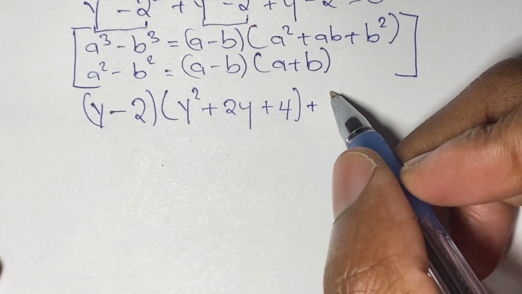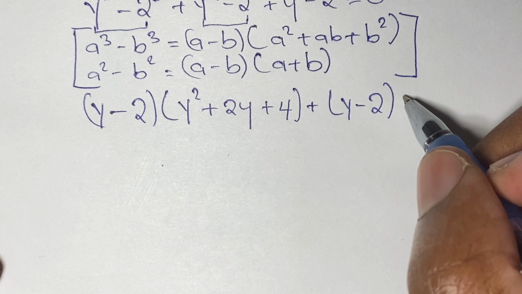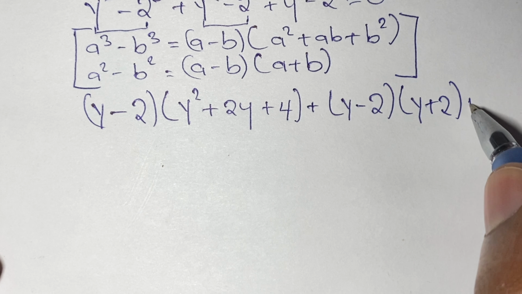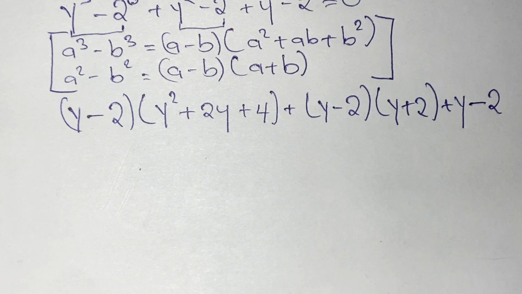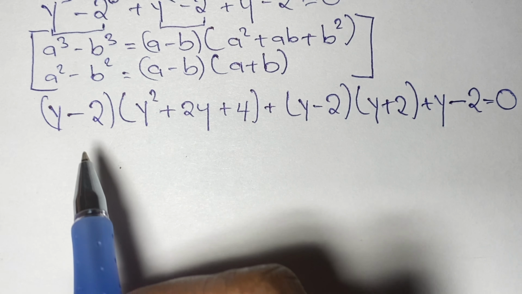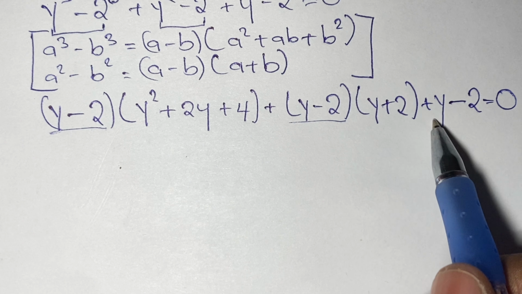So we'll have this expanded here. We'll have y minus 2 in the first pair of brackets, and in the second pair of brackets we'll have y plus 2. And that will be added to y minus 2, and that's all equal to 0. Now when we look, we see y minus 2 here. We also see it here in the difference of 2 squares, and we see it here.